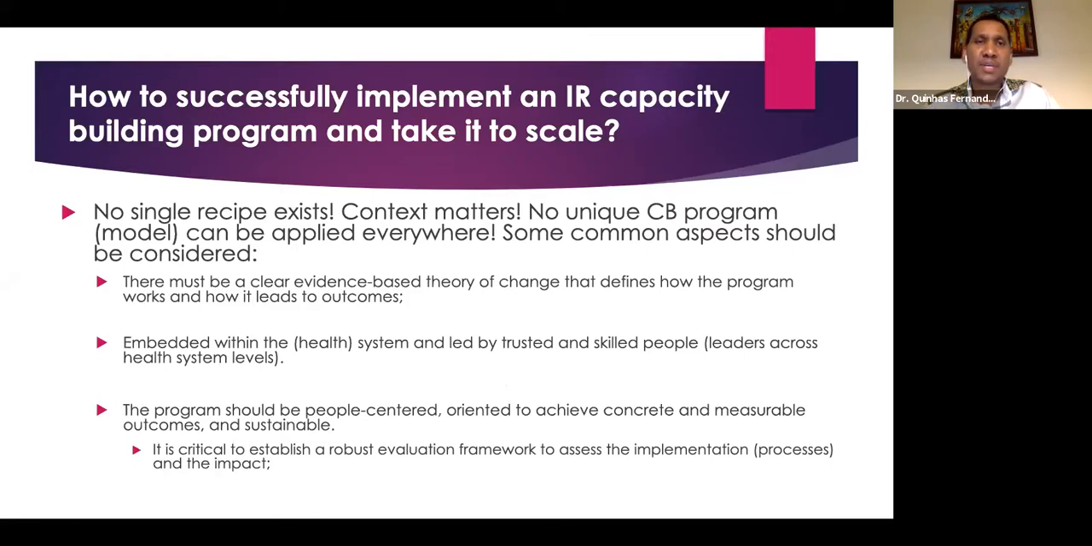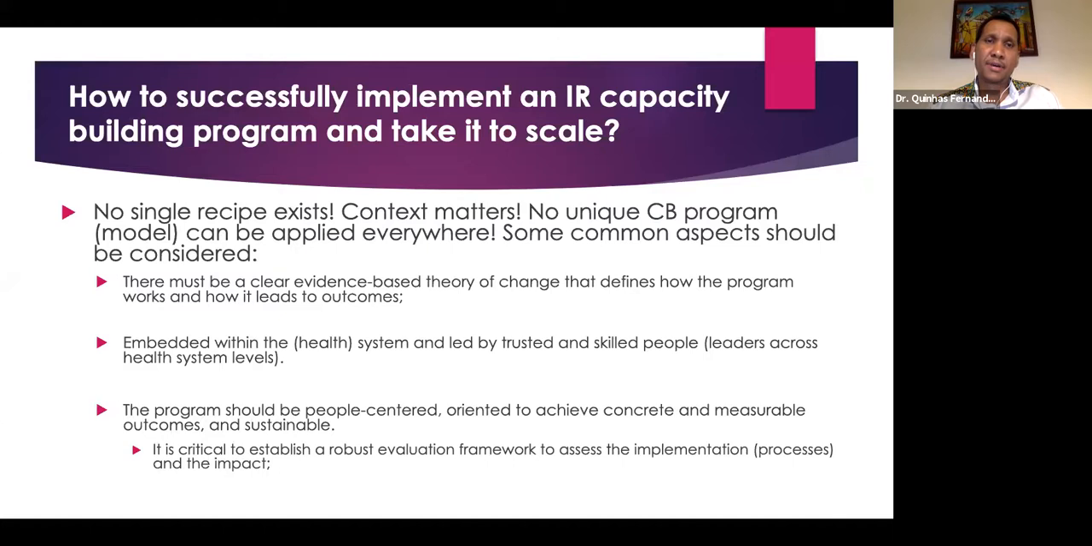Then how can we successfully implement an implementation research capacity building program, particularly in the context of low and middle income countries, and take that to scale? There's no single recipe. I believe that context always matters. What works, for example, in Rwanda may not work in Mozambique or vice versa. However, there are features that should apply to most places.